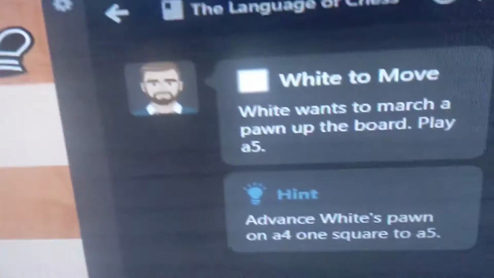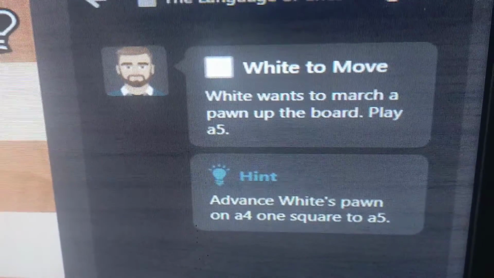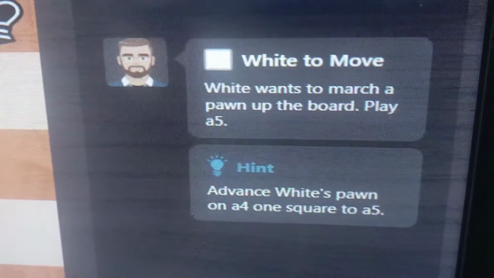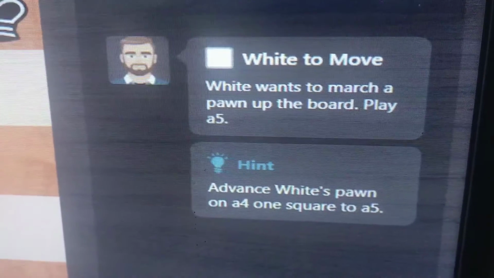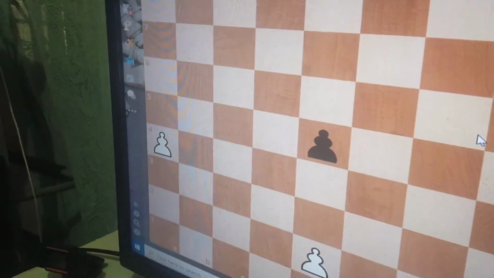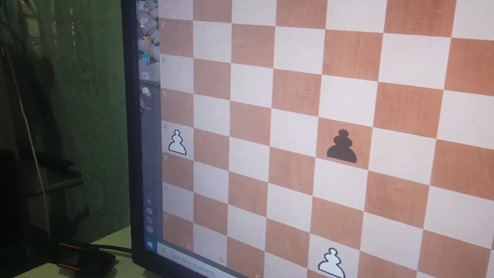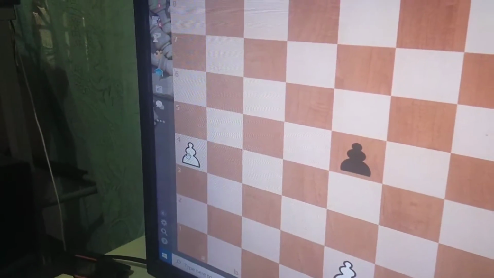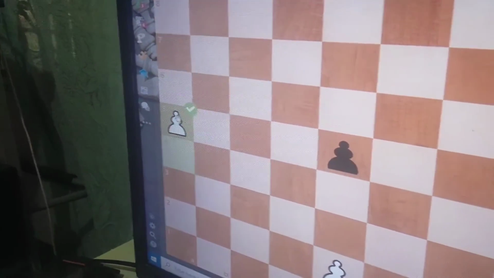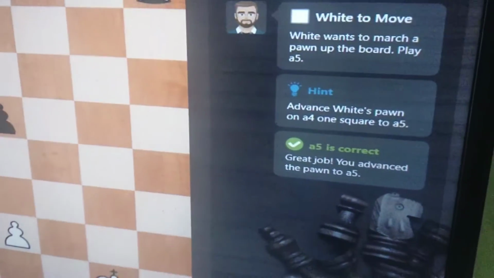Sabi niya dito, white wants to march a pawn up to the board, play A5. Advance A4 pawn to A5. O, hanapin mo daw yung A4 pawn, tapos ipupush mo siya sa A5. Yun, sabi dito, correct. O, next.